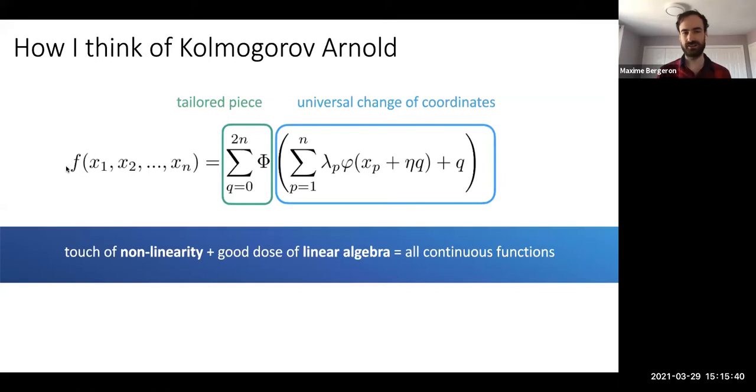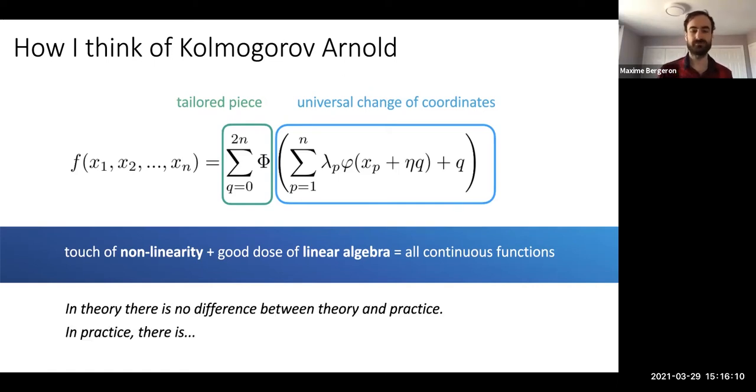So I think about it as: for any continuous function, there's this universal change of coordinates that turns it into a sum of things with some nonlinear factor added to it. You take a touch of nonlinearity, and that's just this little phi and this big phi, and then a good dose of linear algebra, and that's all continuous functions. That's how I think about Kolmogorov and Arnold. And then the question is, can we actually make this effective? We know this representation exists. What can we do about decomposing functions in this way? In theory, there's no difference between theory and practice, but in practice there is. So theoretically, we know we can do it, and how do we have at it?